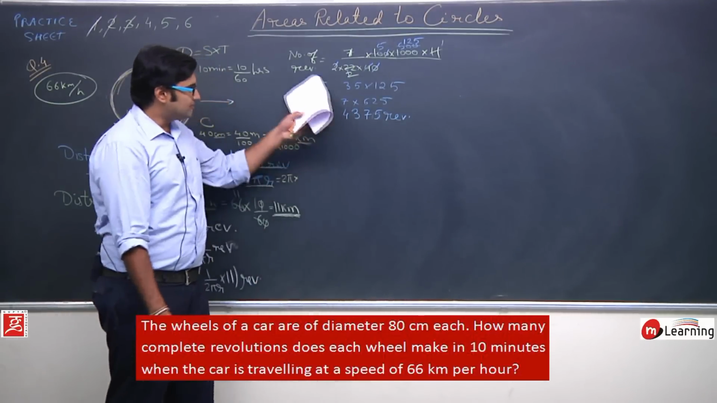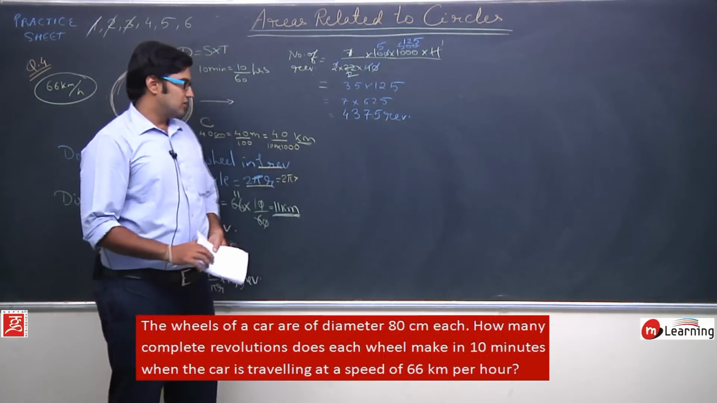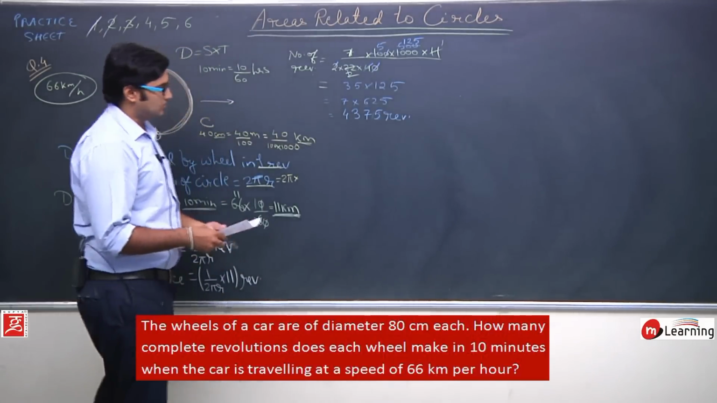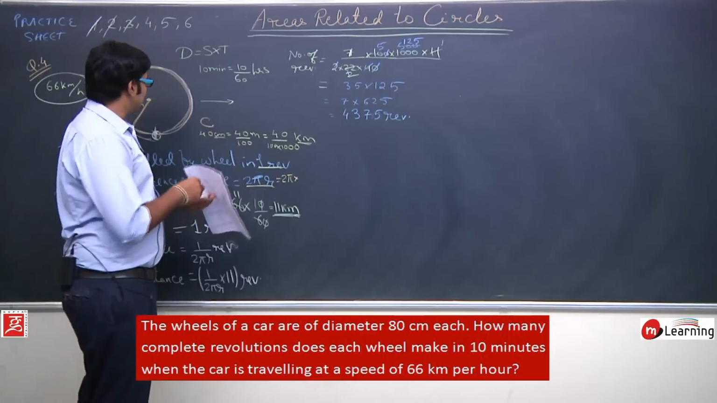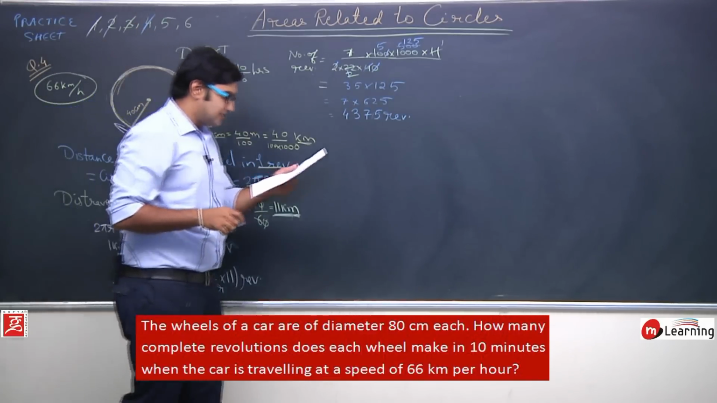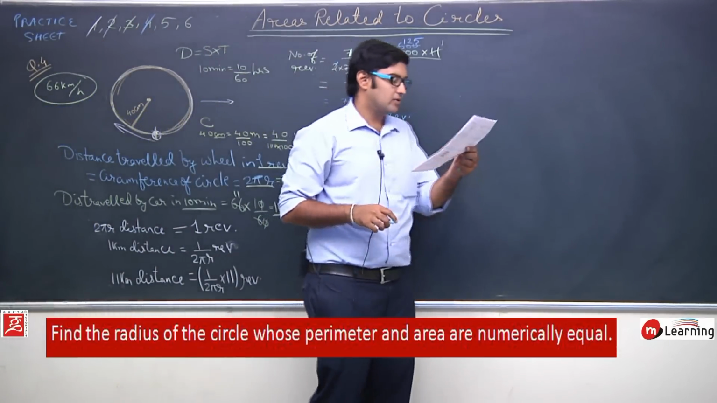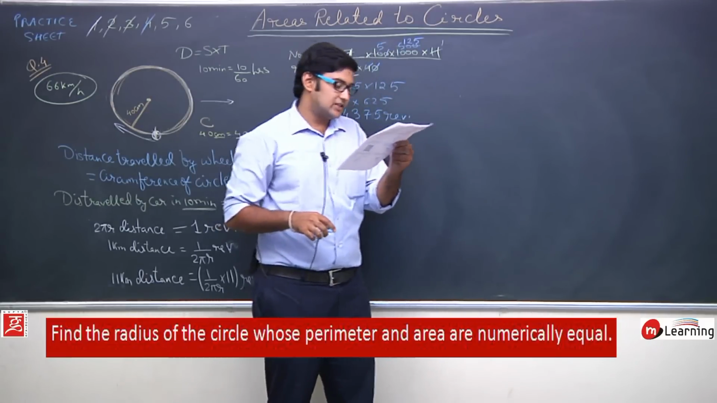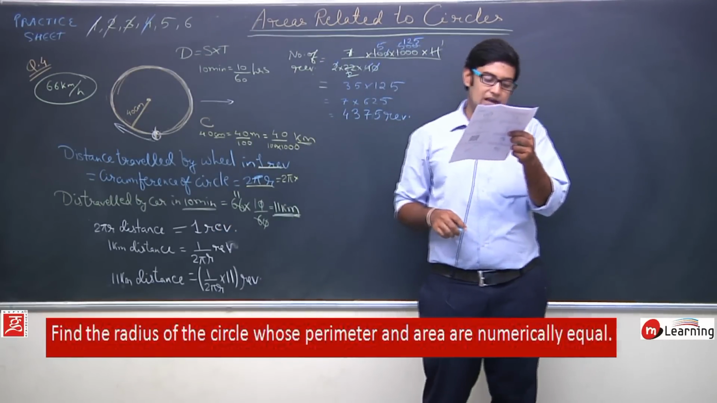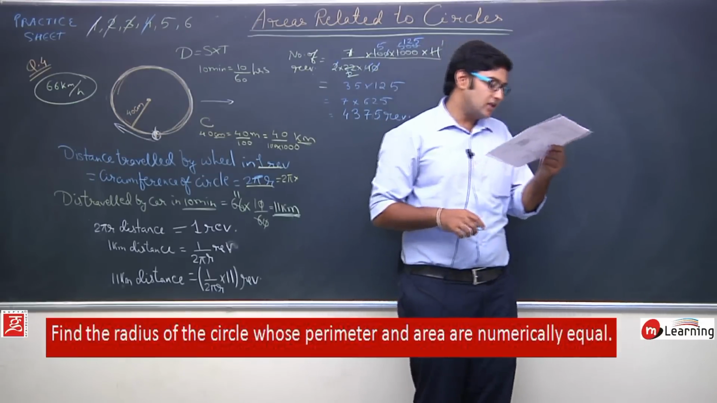Okay. In this manner I need to solve this question. This question is simple, it's just a concept that you have studied in your 8th class. Okay. So this completes question number 4. Now let us discuss question number 5. Question number 5 says, find the radius of a circle whose perimeter and area are numerically equal.